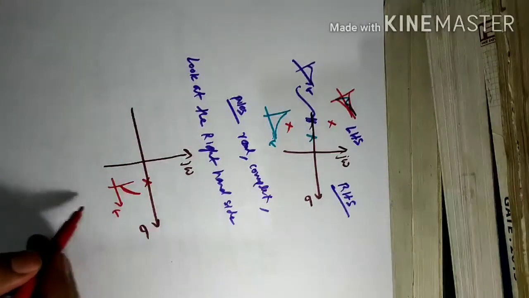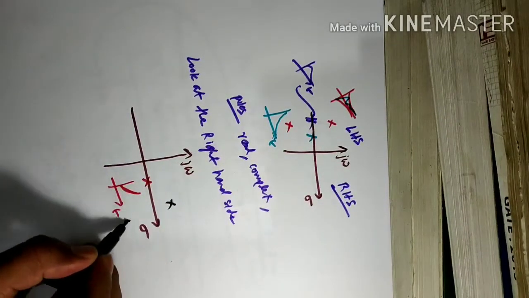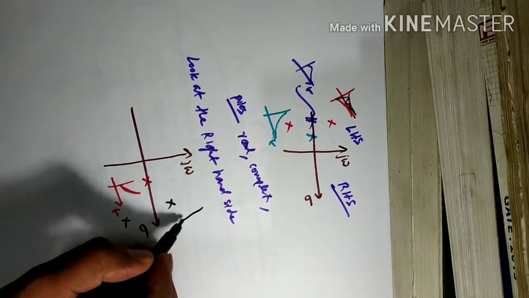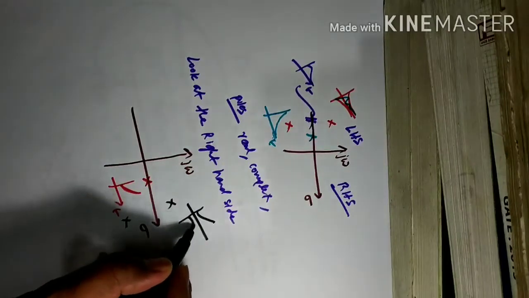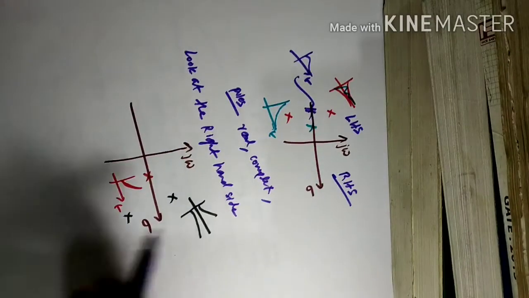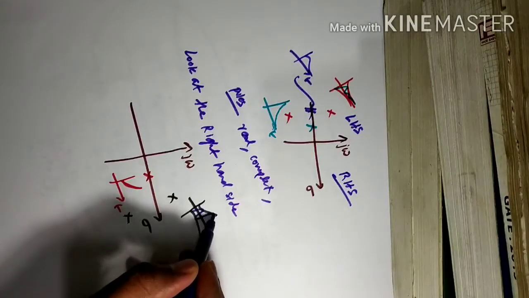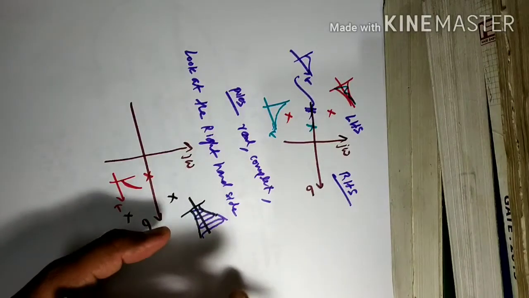If the roots are complex conjugate, here is one root and this is its complex conjugate, you will get an exponentially growing response. So it is not going to be a stable system. This is an unstable system.